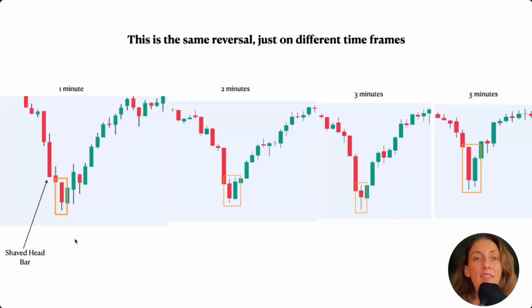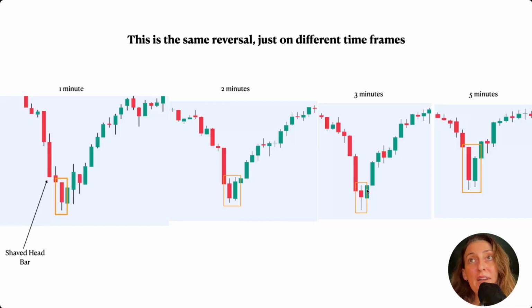So this is all the same reversal, all four of these, but I'm just showing it to you on different time frames. So this is on the 1 minute time frame. You can see the red bars are kind of spread out. And then at the bottom, I would call this a double bottom. On the 2 minute, we have a double bottom, but it just looks a little bit different, but it still works. It just looks different.